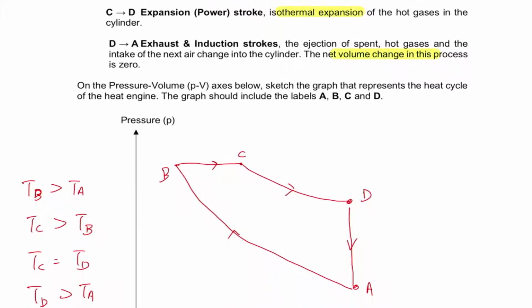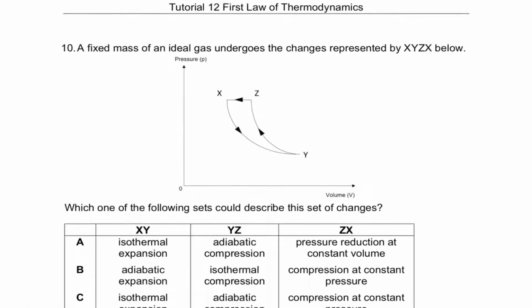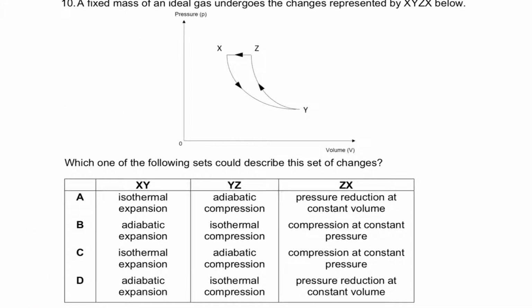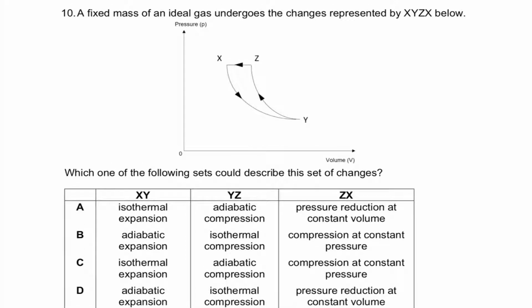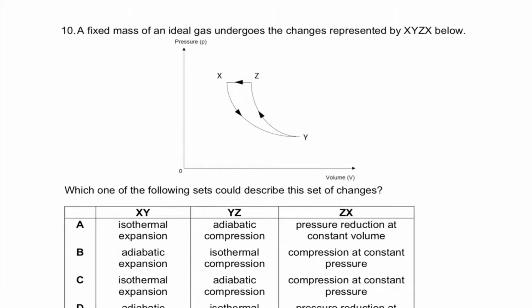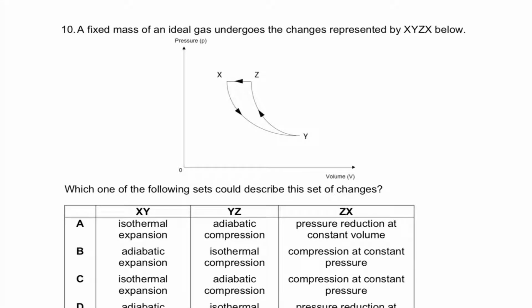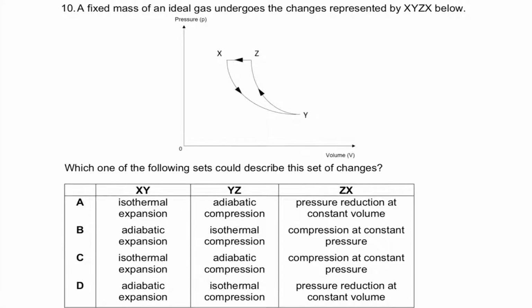Okay, let's move on to look at the last question, question 10. Question 10 is similar to one of the exit pass questions, I think. So again, we do a bit of elimination. Alright, let's check. Which of the following sets could describe this set of changes? So you can see that Z to X is a constant pressure change. So you can use that to quickly eliminate one of the answers, two of the answers actually.